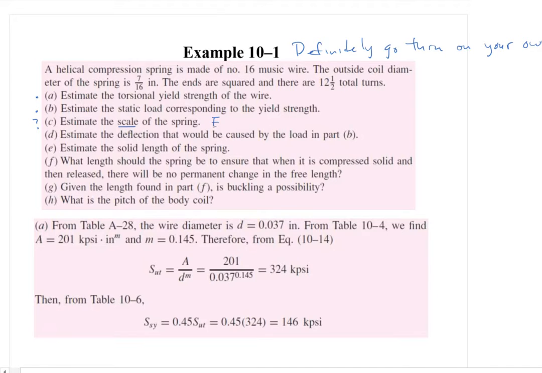What they mean there is they're asking to estimate the stiffness of the spring. I don't recall hearing them use the word scale in the body text of the chapter, and I've never heard the spring stiffness referred to as the scale of the spring. So I'm not sure what that's doing there. It's a little confusing, but let me just straighten that out for you. Part C is estimating the spring stiffness.